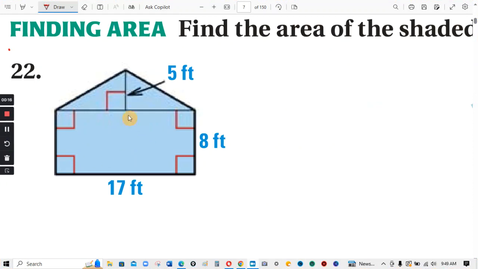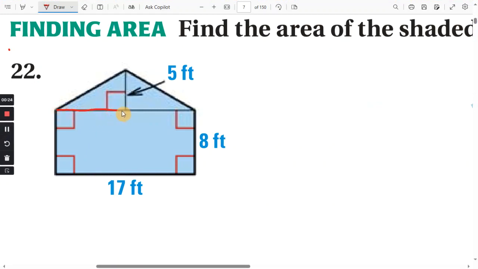Number 22, here we have a rectangle. Okay, if this side right here is 17 feet, then this side right here is also going to be 17 feet because opposite sides of a rectangle are congruent. The area for the rectangle is just going to be base times height, or you can say length times width.